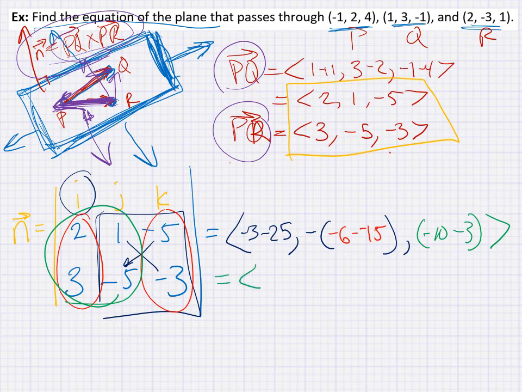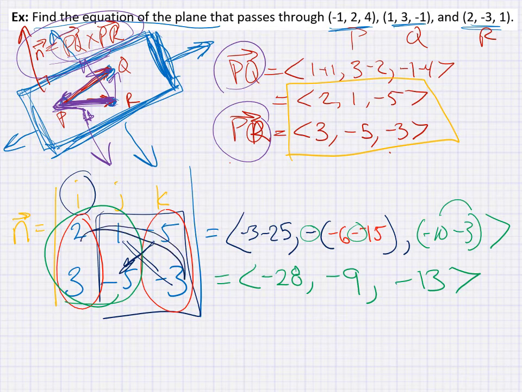So our normal vector would give us negative 28. This would become plus here, so negative 6 plus 15 would give me a 9, and then the extra negative, so negative 9. And then we would get negative 13. Let's double check that one more time, because we need to make sure that's right to do the next step. So again, i would be negative 3 minus 25, so that's right. j would be negative 6, and this is a negative 5, right?